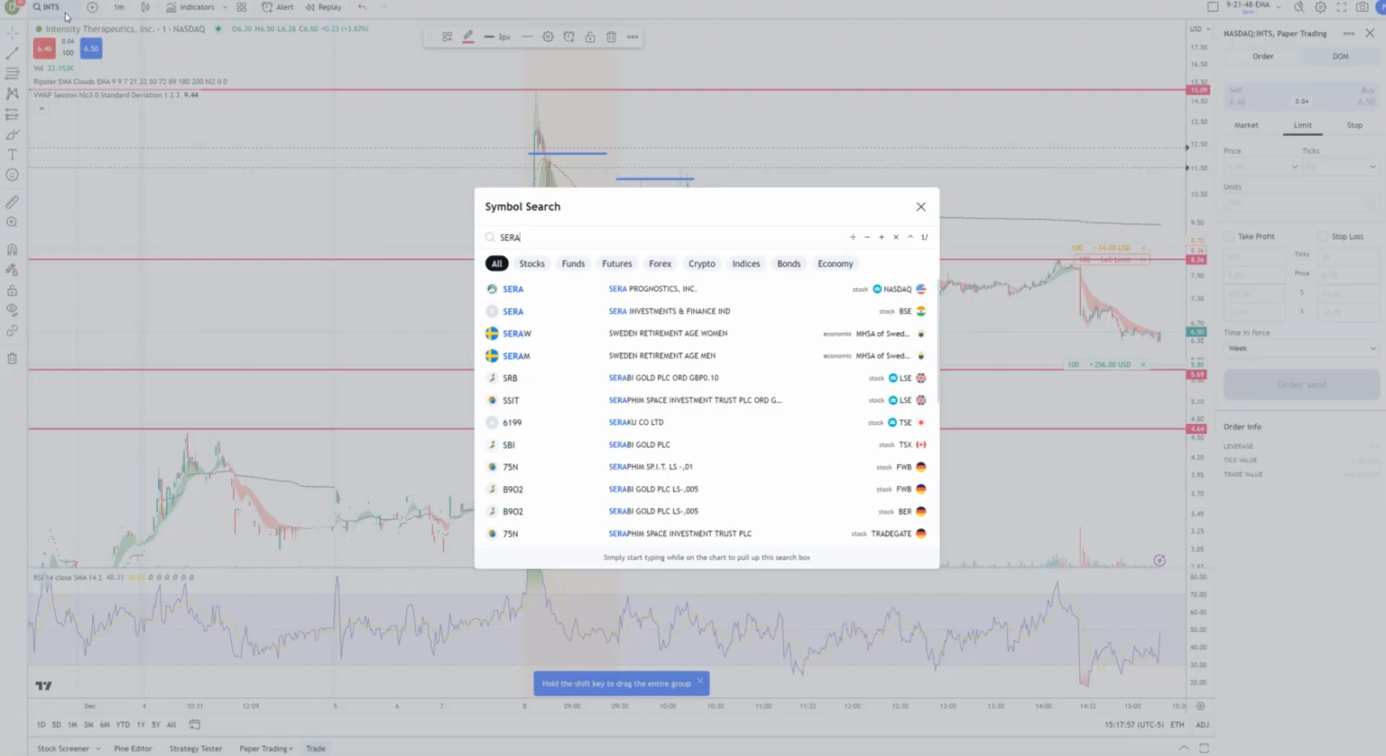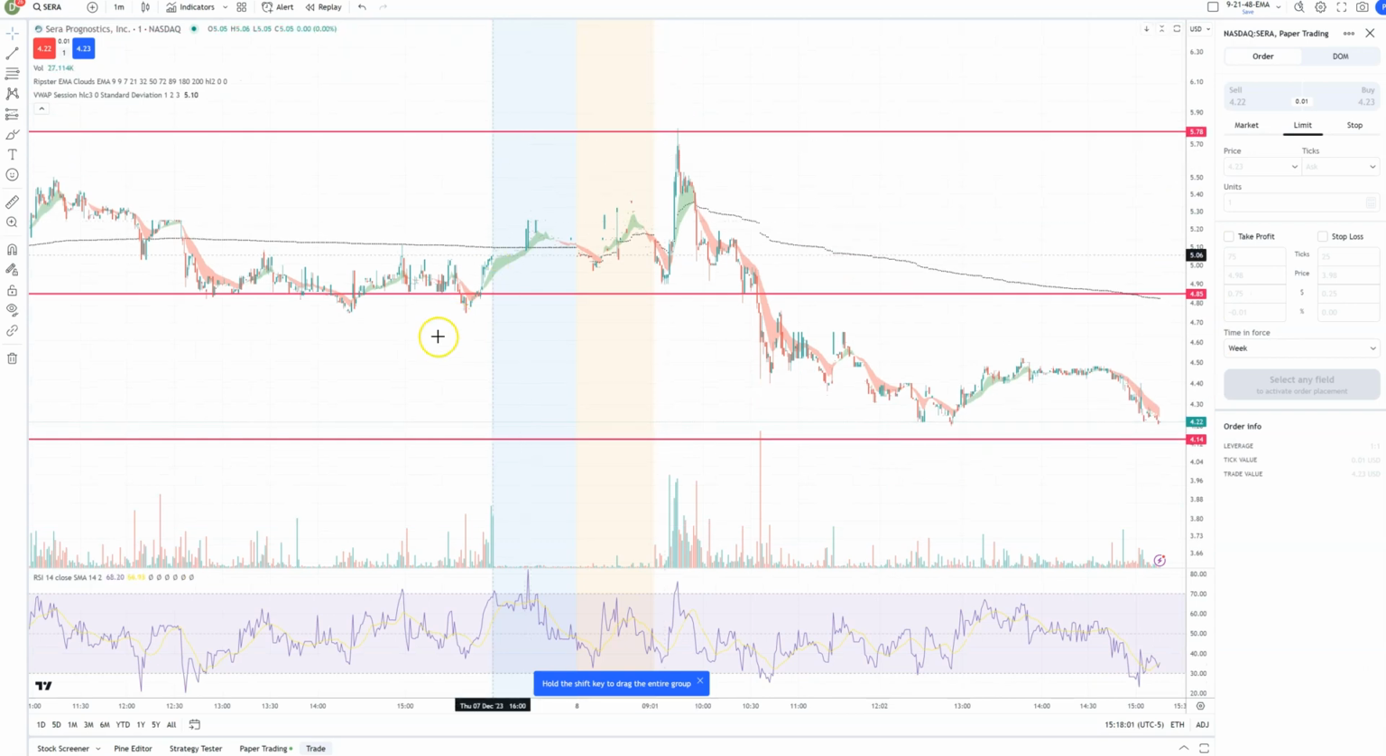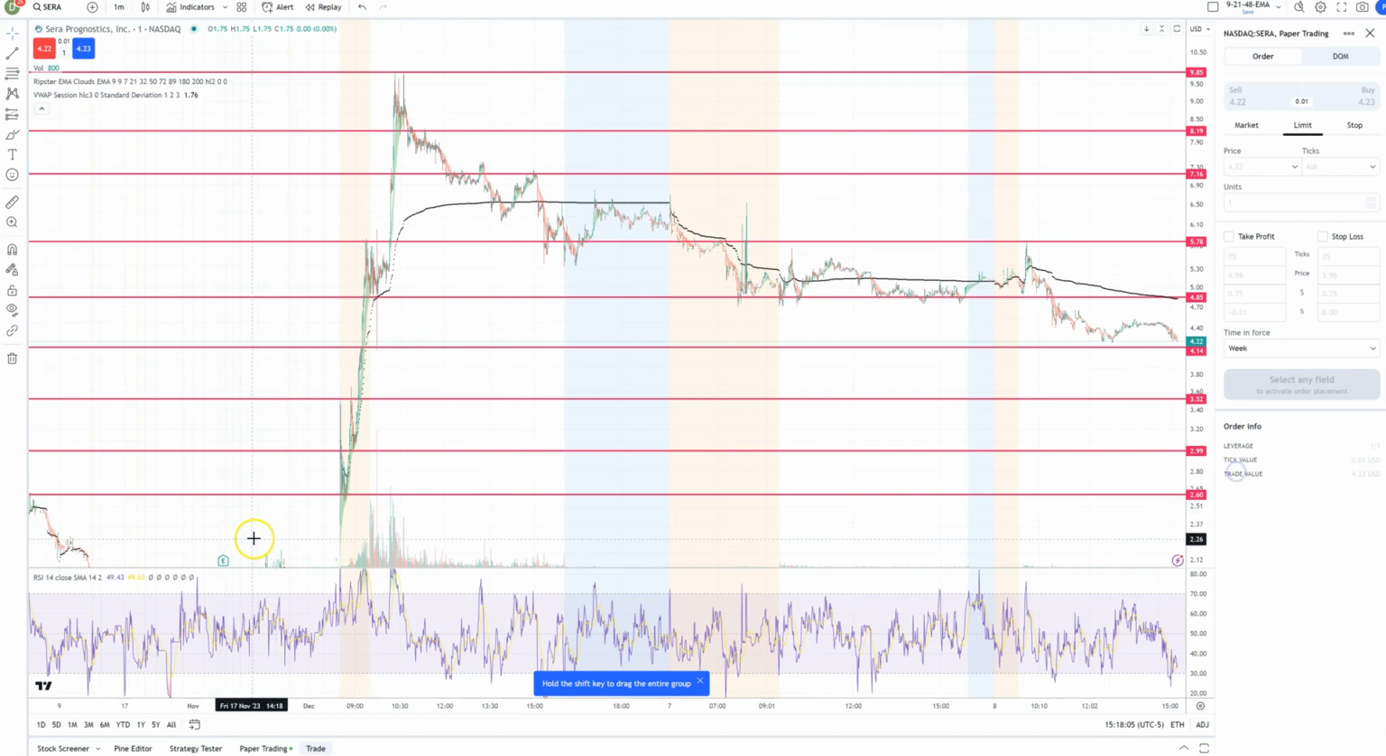I want to show you another example, SERA. This is another stock. We made a lot of money when it was running in the morning. See the chart here. In the morning it was crazy. From $2 it went all the way to 9.85. After that it was going down, with the next day going sideways, again going down.